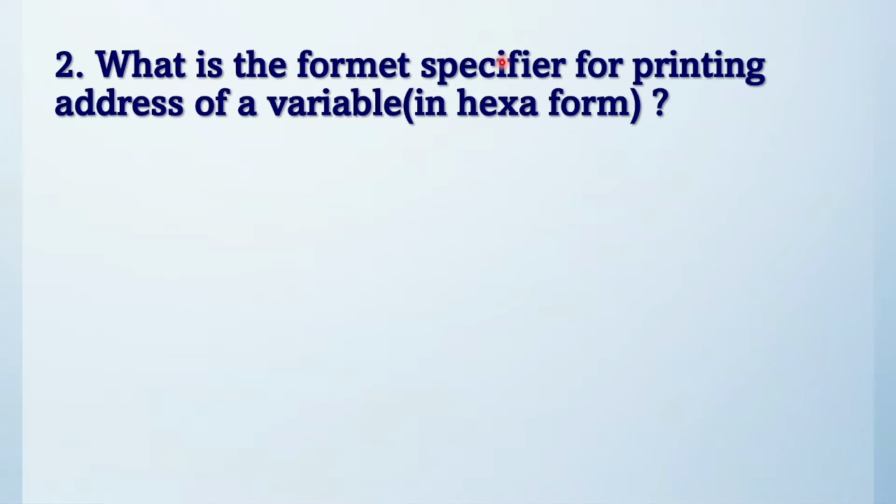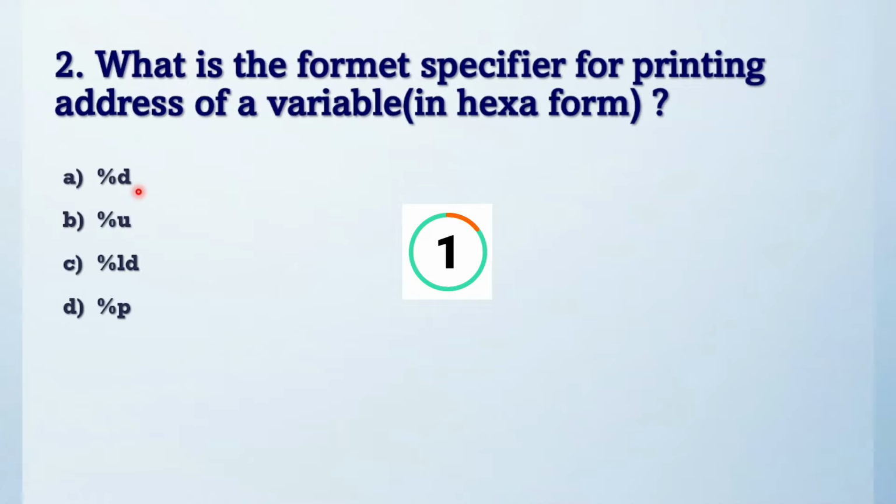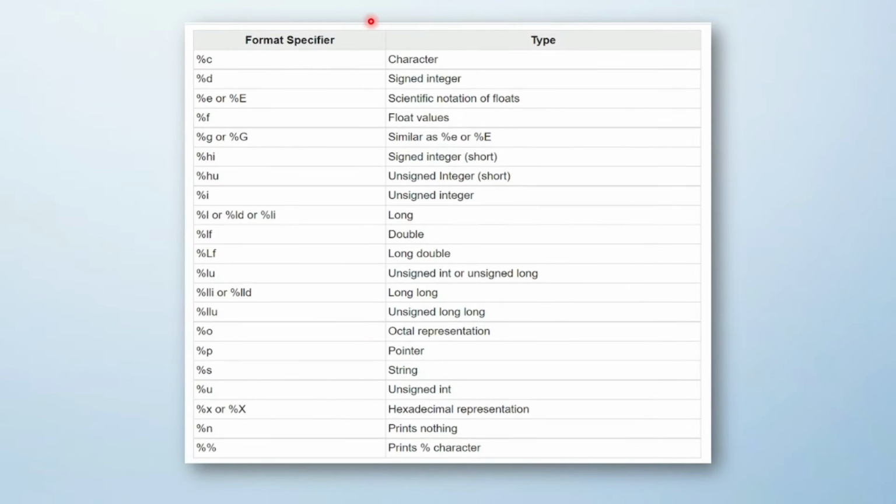Next question: what is the format specifier for printing the address of a variable in hexa form? These are the options. As I said just before, %p is used for address printing in hexa format. So the answer would be %p. Here, %ld means long integer data type. You can see different types of format specifiers in C language. %c is used for character. %lu means unsigned long. %u means unsigned integer. %p means pointer, which means address printing. %n means it is not printing anything.